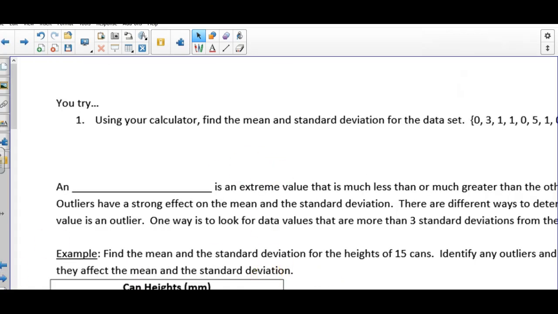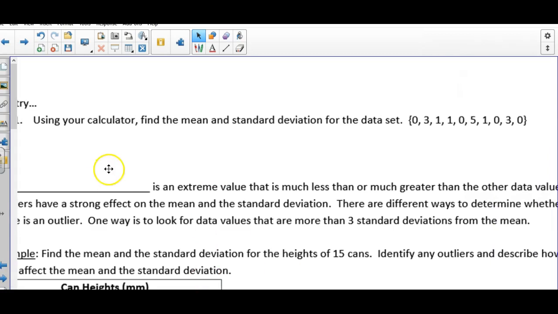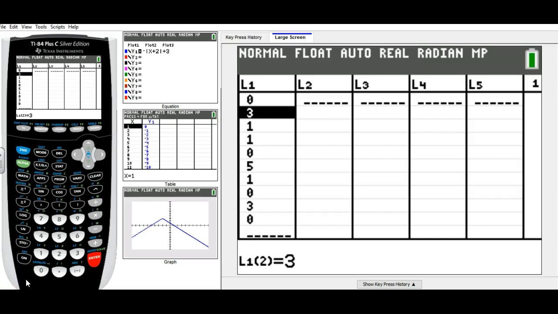Here's your data set. It says using the calculator find the mean, which is X bar, and find your standard deviation, which is sigma. Mean, standard deviation. So go ahead and enter this in your calculator like so. So here are all your points from that problem in your calculator.